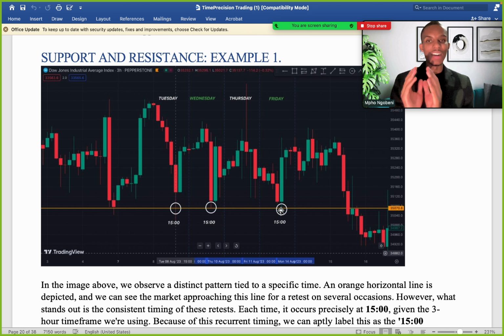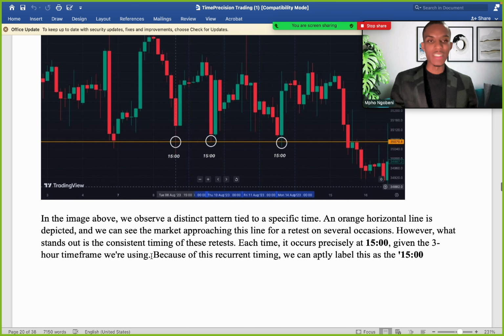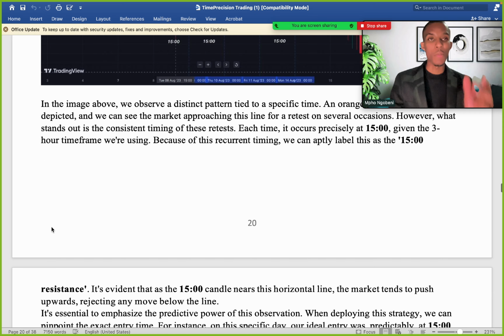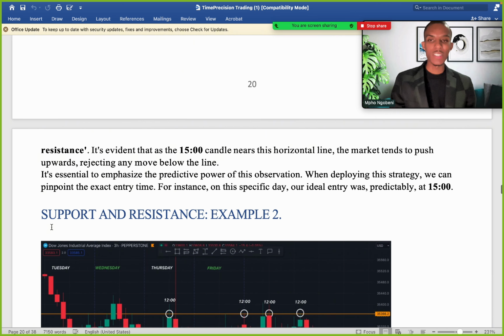just by looking at the previous resistances at that area and checking what time they reject that place. It's easy as that. In the image above, we observe a distinct pattern tied to a specific time. As you saw, the time is 15 o'clock. So let's check one more example, and then we're going to jump into the charts.